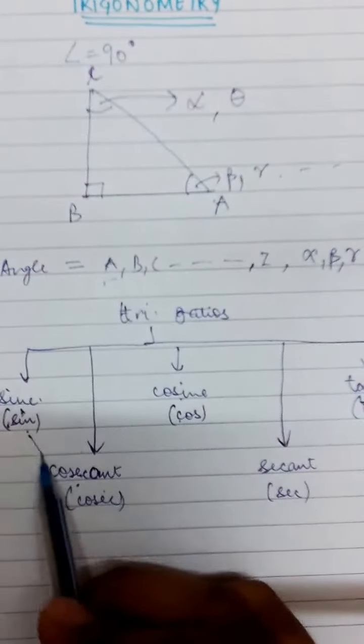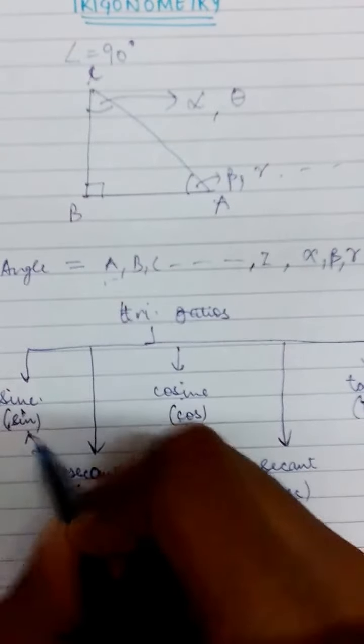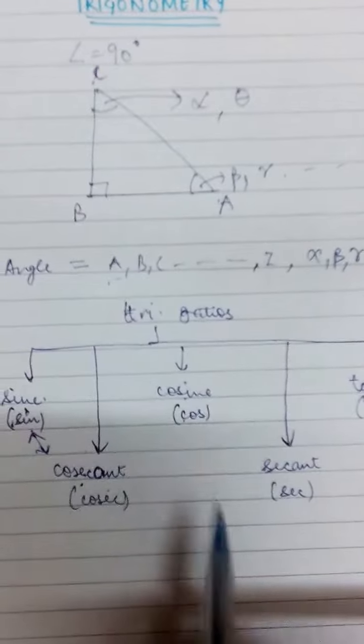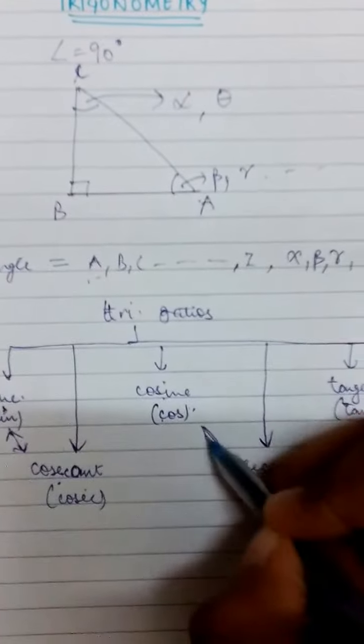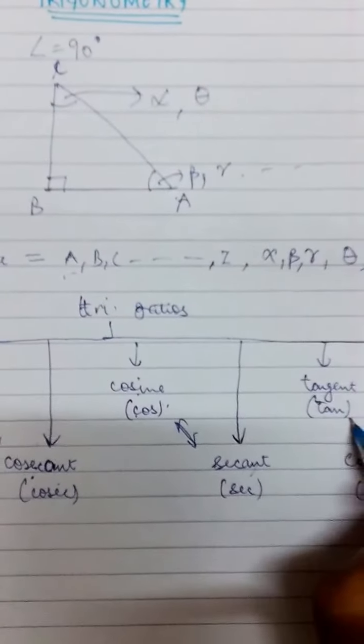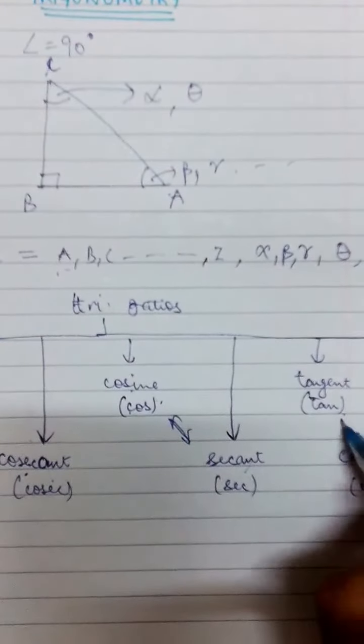So sine is the reciprocal of cosecant and cosecant is the reciprocal of sine, and the same is for cosine, cos, and secant, sec. They are both related to each other. And tangent, tan, and cotangent, cot, are also related to each other as reciprocals of each other.